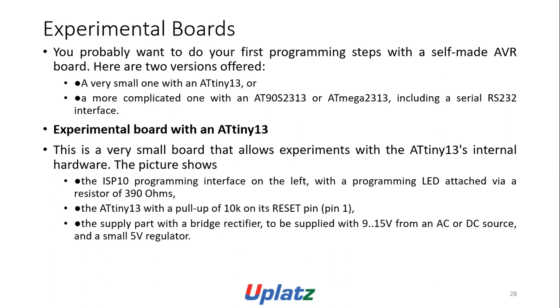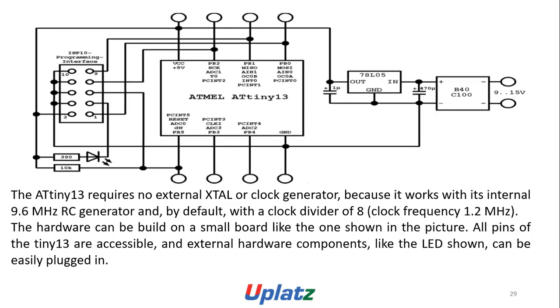The picture shows the ISP10 programming interface on the left, and the LED attached via a resistor of 390 ohms. The AT90S1313 has a 10K pull-up on its reset pin 1. The supply port has a bridge rectifier, to be supplied with 9 to 15 volts from an AC or DC source, and a small 5 volt regulator. Here is the diagram.